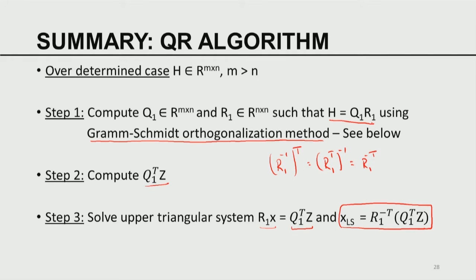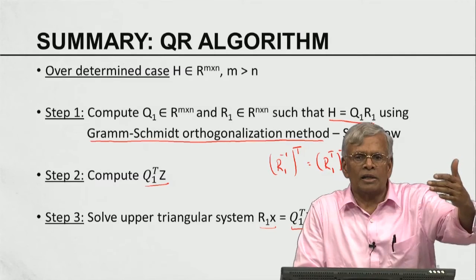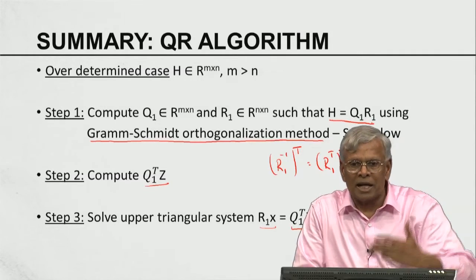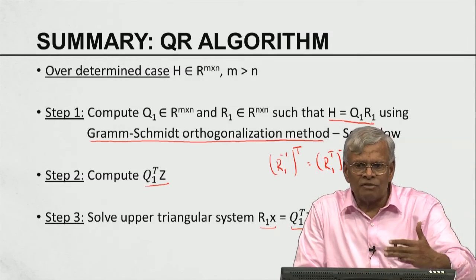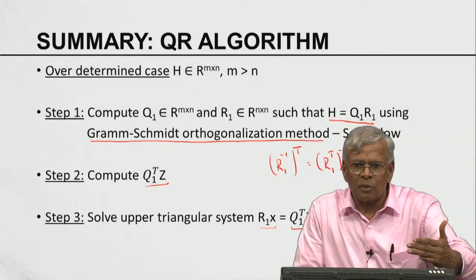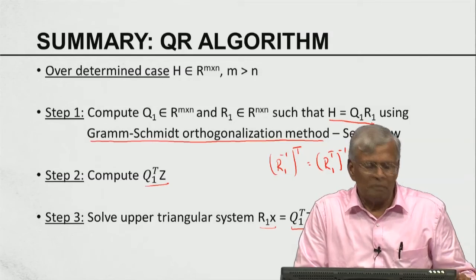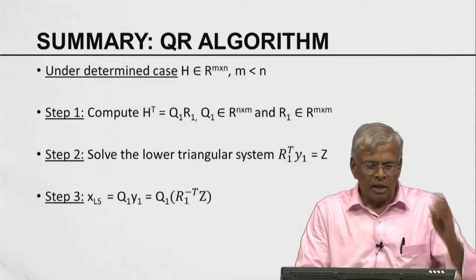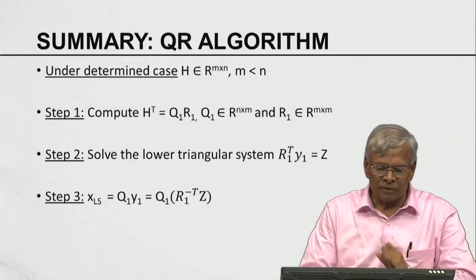Given H, how do we convert H into a product of Q and R? In our method, what is it that we assume? Let us pretend we can do the decomposition H is equal to Q and R, and see what the structure of the solution becomes. After having achieved that, it behooves us to ask a question: how do I make it happen? How do I make H expressed as the product of Q and R? So this is the next part of the exercise.